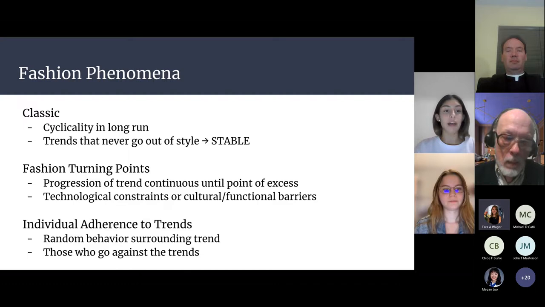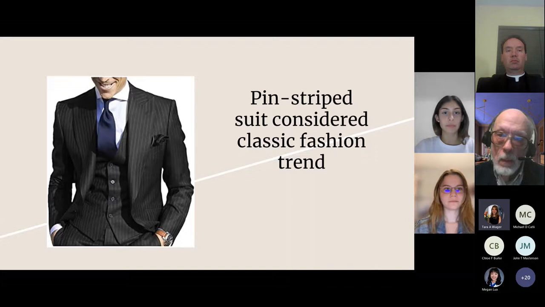And then lastly, like what Layla mentioned, we have individual adherence to trends. So these are people who might purposely not follow a trend because they don't want to participate in things that are socially acceptable. So these are people that would go against the trend. And again, just an example of a classic fashion trend, pinstripe suits have always been in style and they likely will always stay in style.